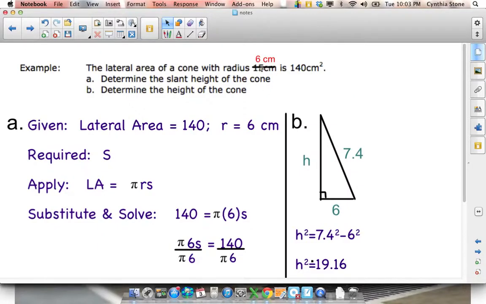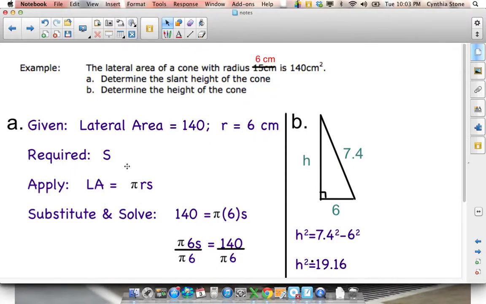Fix this one. I made 15 centimeters a terrible dimension for my answer, so make it 6 centimeters instead. So what this is telling me is the lateral area, that's the whole outside surface of my cone, is 140 centimeters squared, and my radius is 6. Looking at my givens, it wants me to find the slant height. So I'm given lateral area, and I'm given r, and I want to find s.